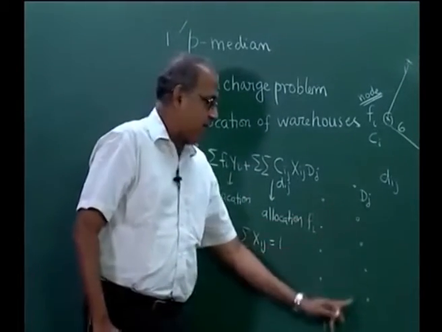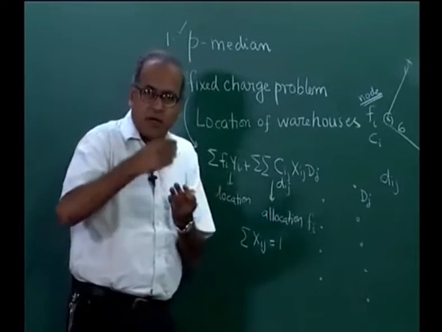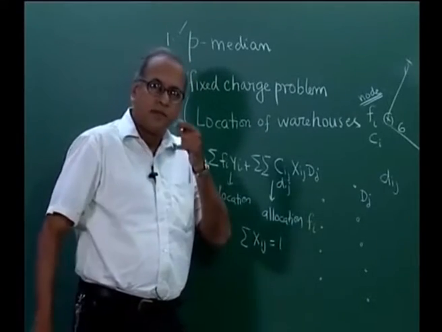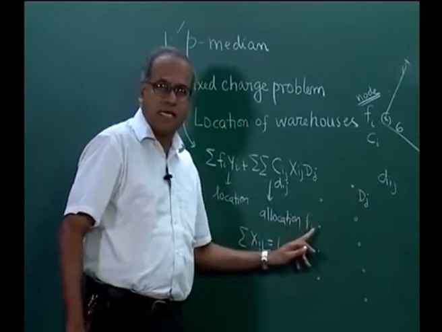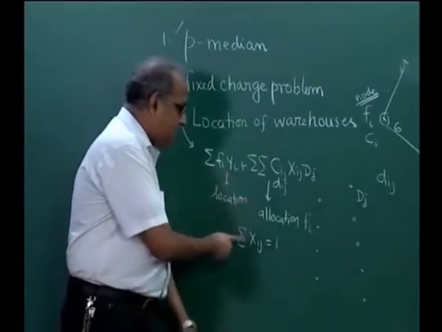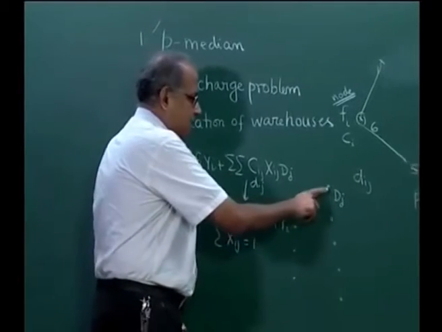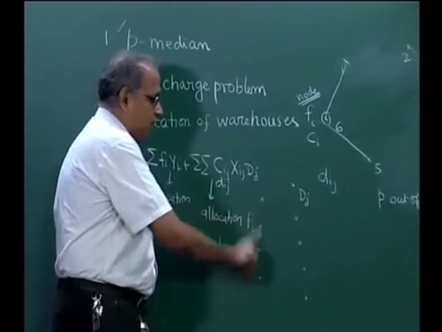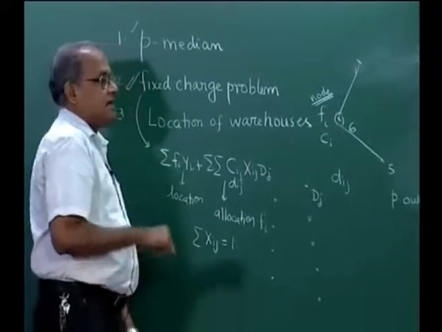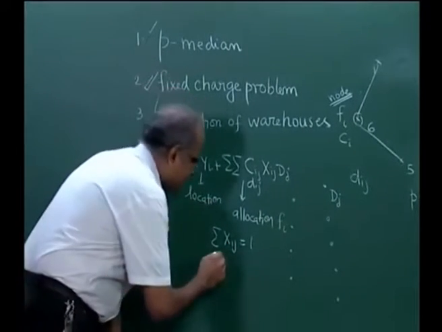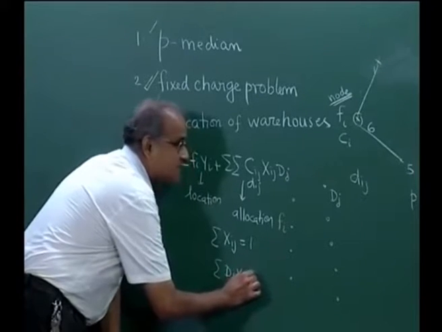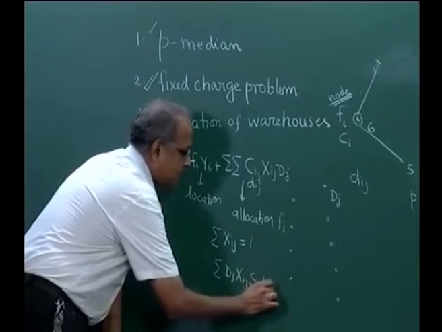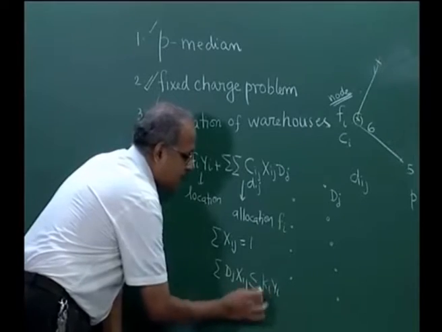Now, the demand of all of these has to be met. So, xij equal to 1 if the demand of this j is going to be met from a chosen i. Since xij equal to 1 will ensure that the demand of each of these is met from only one of these. The second thing that we need to look at is sigma dj xij less than or equal to ki yi, or ci yi.